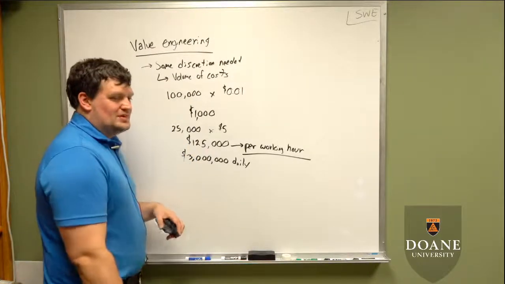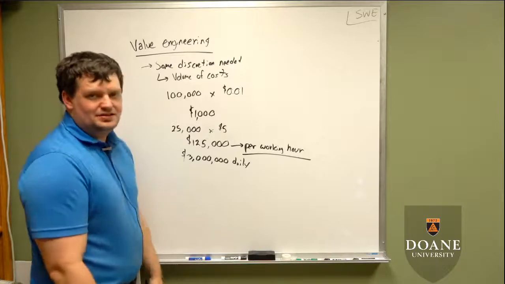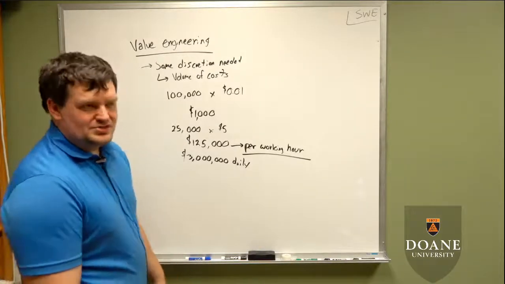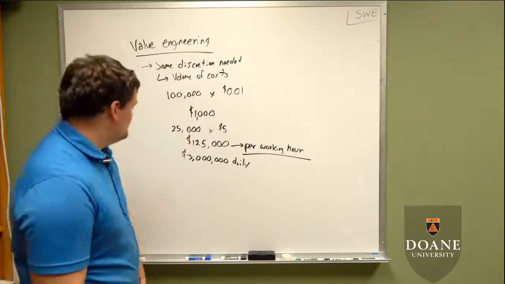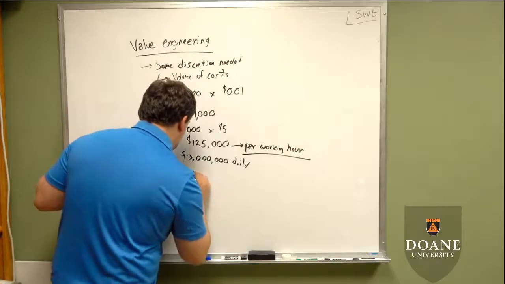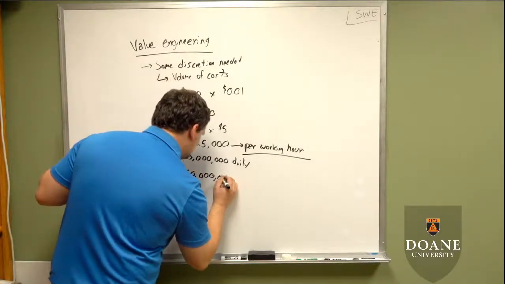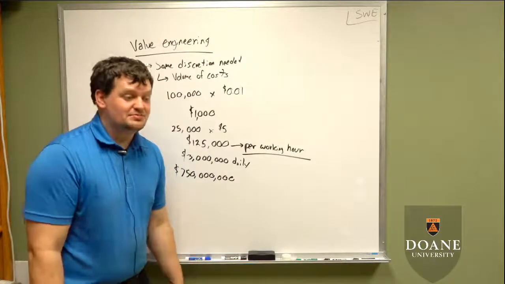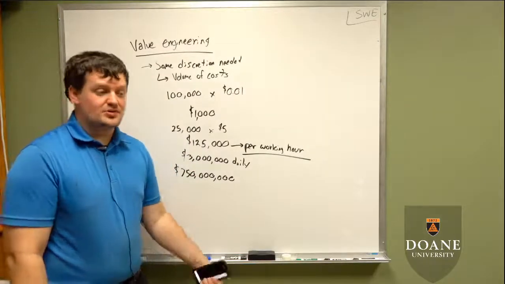If you assume that there's 250 working days in a year, which is 50 weeks times 5 days a week, this is now $750 million. Just like that. You just saved your company $750 million by treating your employees wrong.